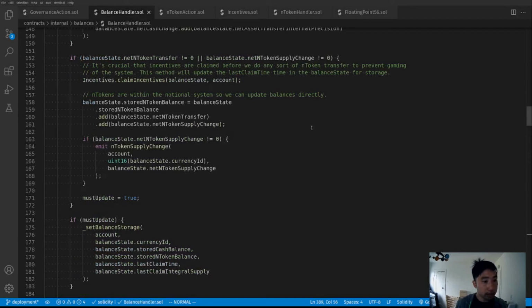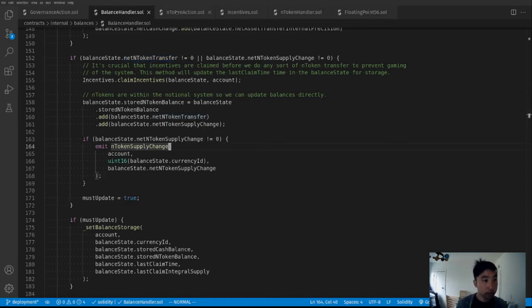With the balance handler, this is what will trigger claiming of incentives. So in the balance handler, when we see that nTokens have been transferred, or there's a net nToken supply change, which will be the result of minting or redeeming nTokens, we will claim incentives for the account. The reason for this is that the numerator for the incentive calculation is going to be the account's nToken balance. And so what we want to do is ensure that we are always claiming incentives on the correct balance. So every time it changes, we ensure that we mint incentives.